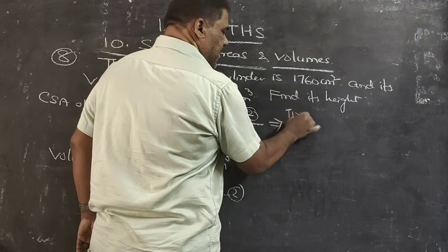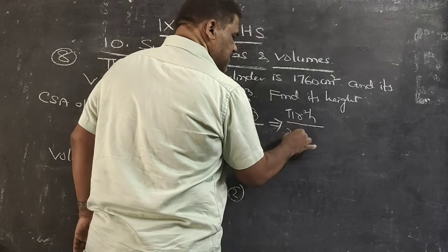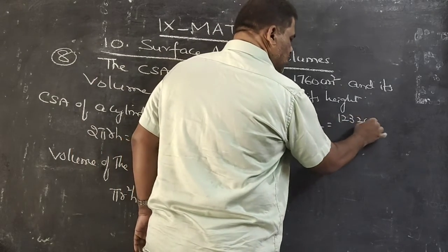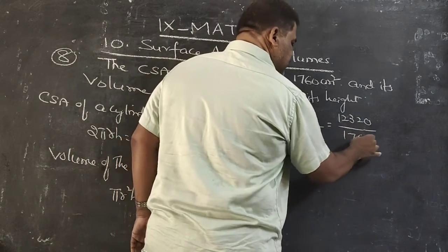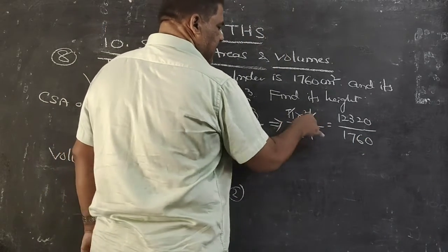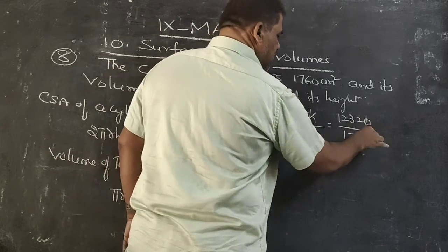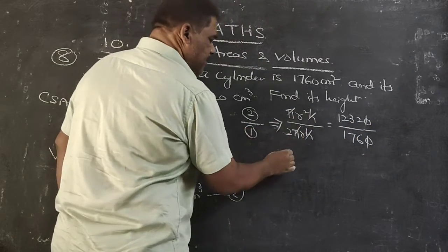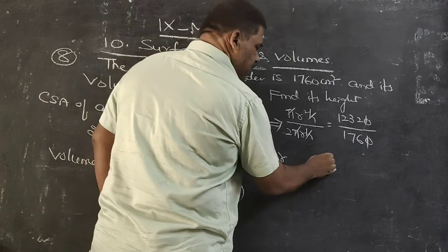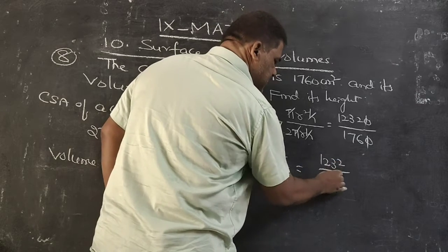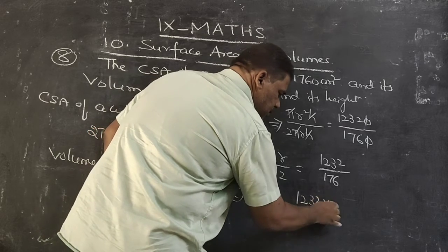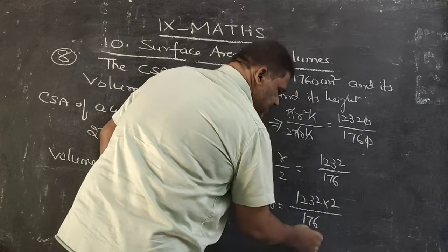Dividing second equation by first equation. Second equation is pi r square h. First equation is 2 pi r h. Pi r square h is given as 12320. 2 pi r h is given as 1760. Here you can cancel pi. We can cancel h value. 0 cancel. Here r square by r means 1 r will be left in the numerator, r by 2. Here 1232 by 176. Cross multiply, r is equal to 1232 into 2 by 176.